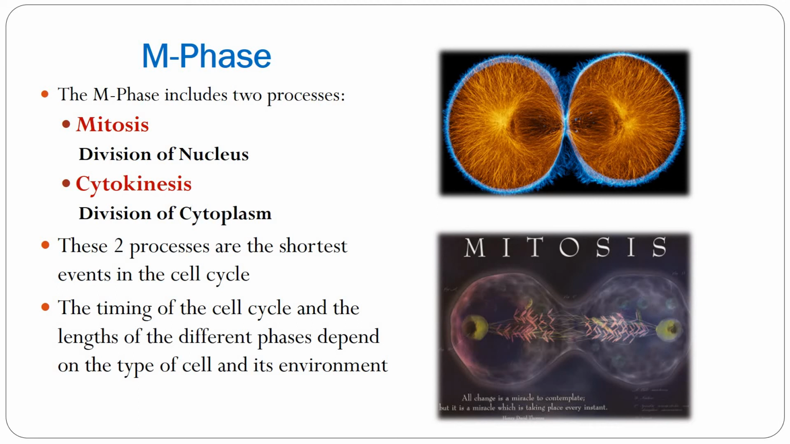Now, the timing of the cell cycle and the lengths of the different phases really depend on the type of cell and its environment. So when it is ready and when it has all the nutrients that it needs, then the phase will happen faster.